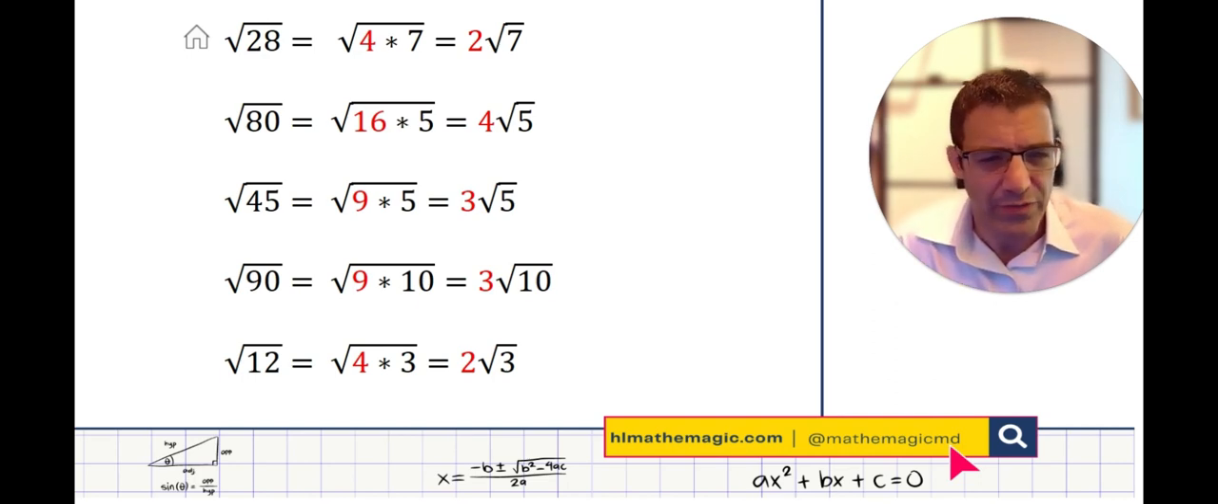In the third question, you have the square root of 45. Now, 45 is 9 times 5. 5 is prime. 9 square rooted is 3. So this was a pretty straightforward question.